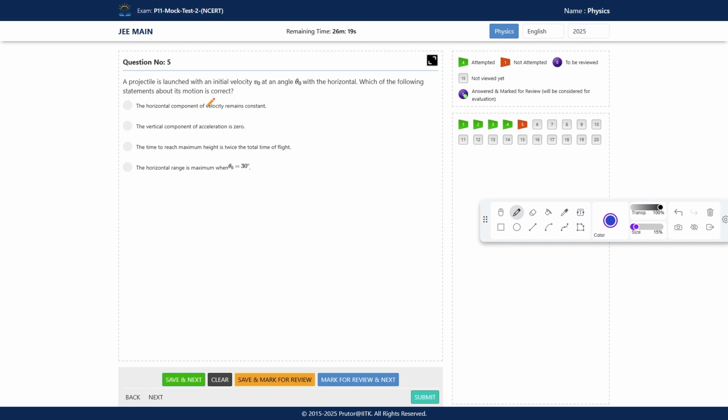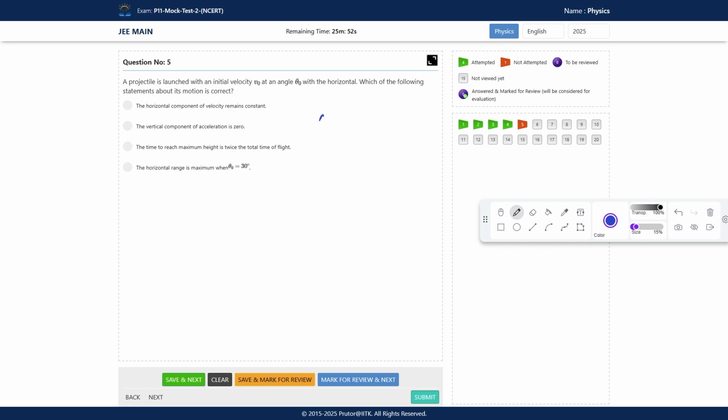Option A, the horizontal component of velocity remains constant during projectile motion. Option B, the vertical component of acceleration is 0. Option C, the time to reach maximum height is twice the time of flight. And option D, the horizontal range is maximum when theta naught is equal to 45 degrees. Which one is correct? Students, which one is correct?